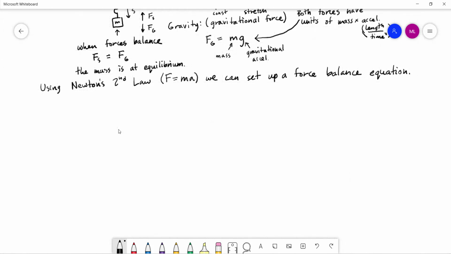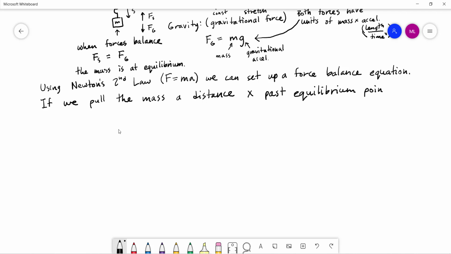Okay, so if we pull the mass a distance of whatever we want to call it, let's say x, past the equilibrium point, and let it go, it will basically shoot back up and then begin to oscillate.